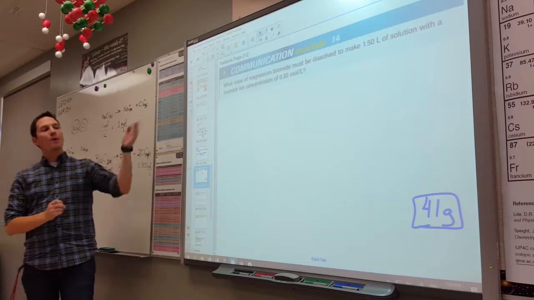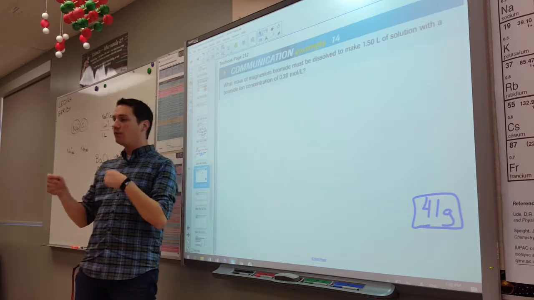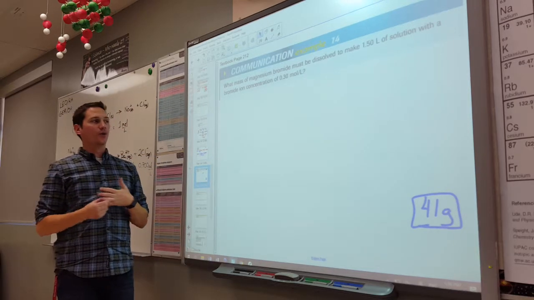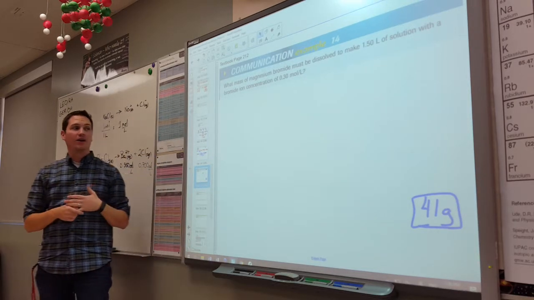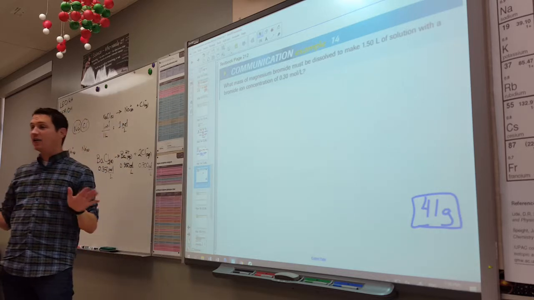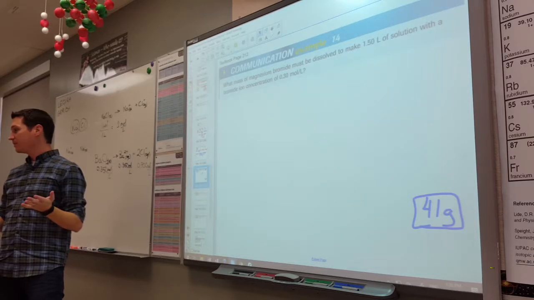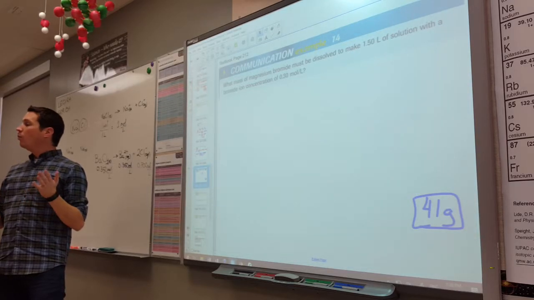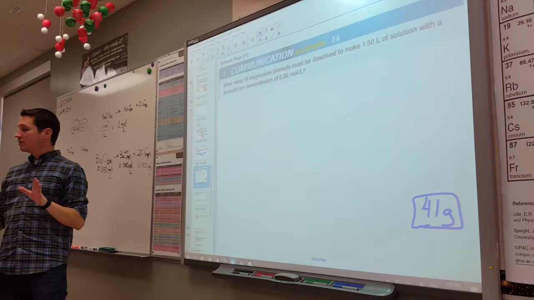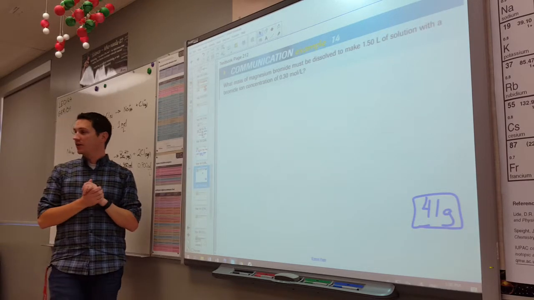Let's think about what mass of magnesium bromide must be dissolved in 1.5 liters in order to make a bromide ion concentration of 0.30 moles per liter. Holy hell, this just went from 0 to 60 in no time. What I want to ask you is what's really the only couple pieces of information that they're giving us, Wim?